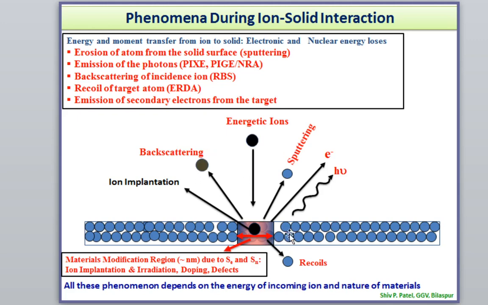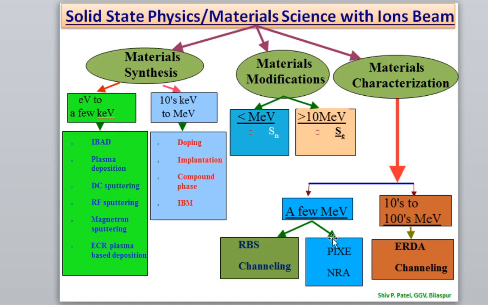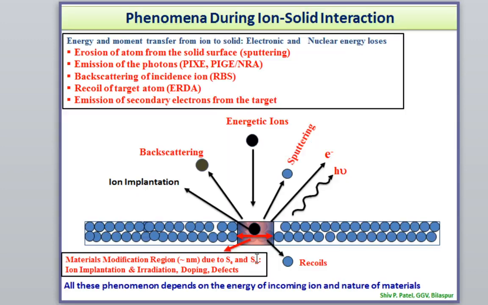And here I have again shown the recoil. This target atom moves in the same direction as the ion beam, so that is known as recoil. If you catch these target atoms and characterize and measure their energy, this gives you a technique known as ERDA, elastic recoil detection analysis. These techniques, PIXE, NRA, RBS, ERDA, I explained in the previous slide.